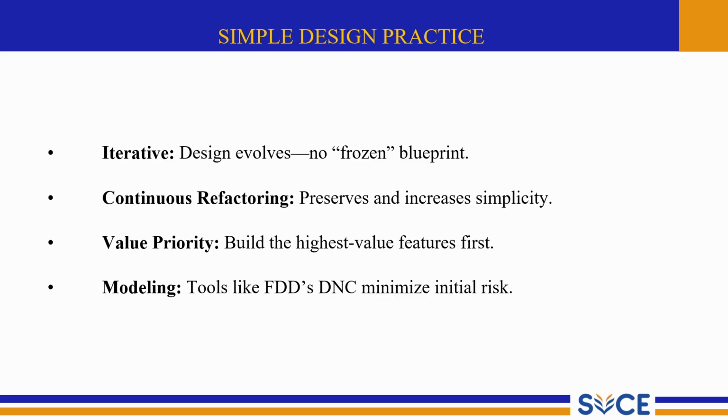Modeling tools like FDD DNCs minimize the initial risk. Simple modeling tools help teams understand the system structure before building it. For example, FDD domain neutral component DNC modeling helps identify reusable components and reduce complexity early. This minimizes the risk and prevents major design mistakes. So simple design focuses on evolving design gradually, keeping the code clean through refactoring, delivering value early, and reducing risk through smart modeling.